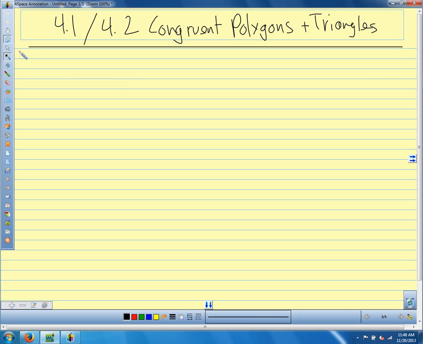All right, so let's start. Let's start by remembering what we mean when we say congruent. What are we talking about when we're talking about things being congruent? Same size, same shape. That was kind of our everyday definition.